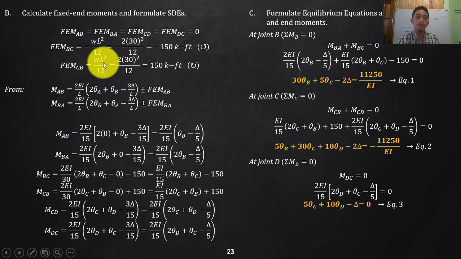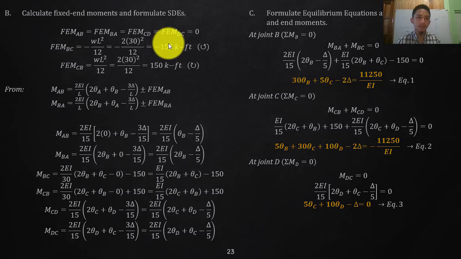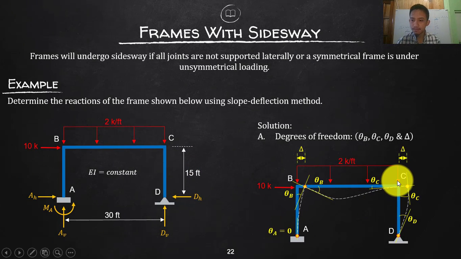Then in your members AB and CD, there are no member loads. Do not be confused with the 10 kips. That is not a member load. If you see a member load, that is within the length. That is exactly at the joint, so that is not a member load of DA, or a member load of your BC. That is not a member load.